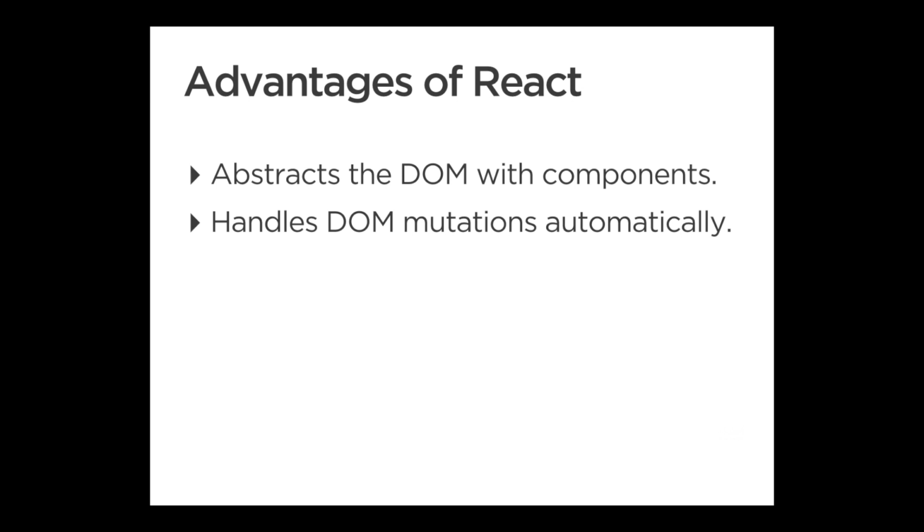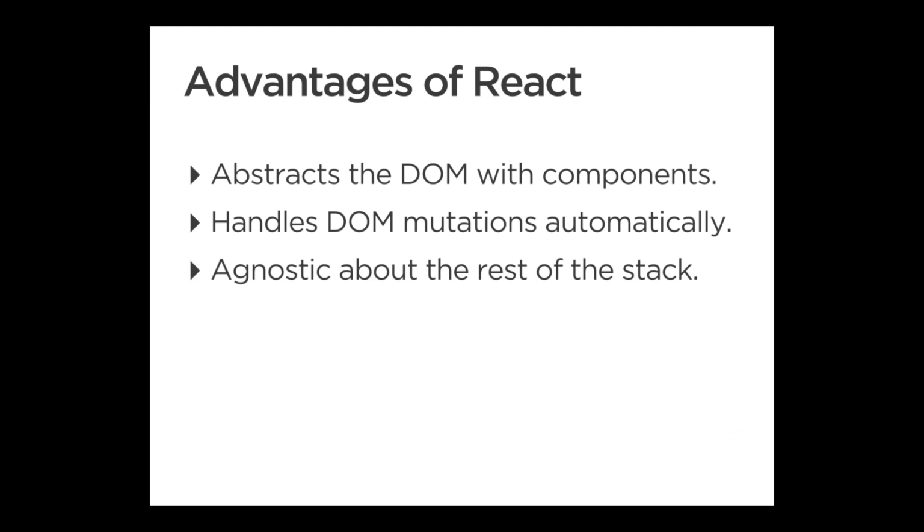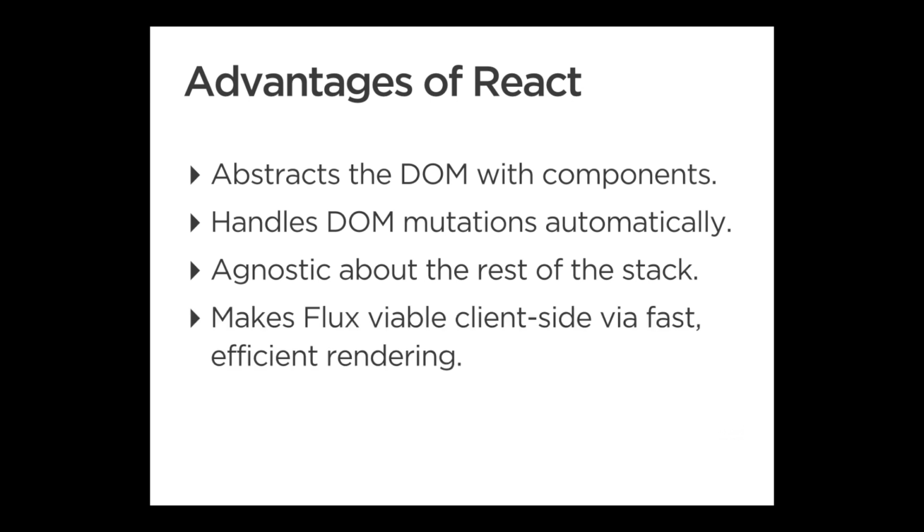DOM mutation is something that is inherently hard and tedious to do, especially in an efficient way. So React, for the most part, handles that automatically for you. So that's a lot of work that you don't have to worry about. And it's also agnostic about the rest of the stack. Again, it focuses on the view system. It can work with any other JavaScript libraries out there, any backend, it doesn't really matter. As long as you feed it data, no matter where it came from, it's going to render it.